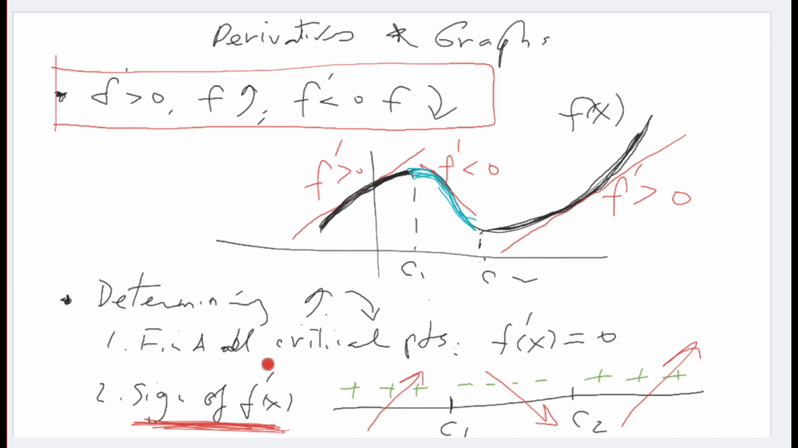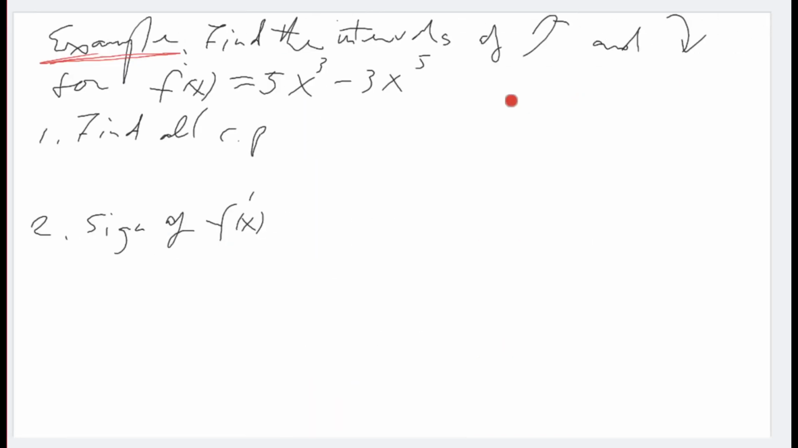So this is how we are going to do it. Let's see one example. Here, find the intervals of increasing and decreasing for this function.